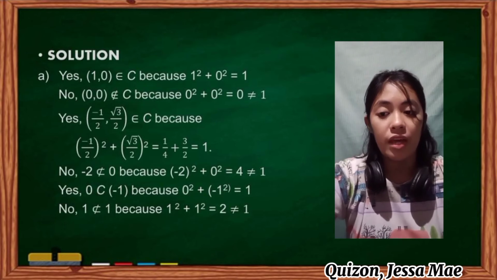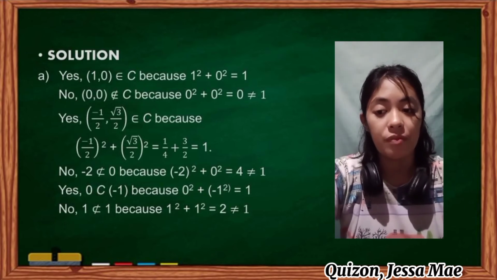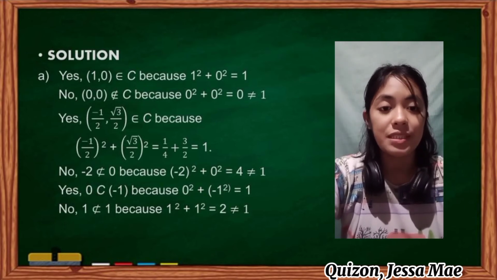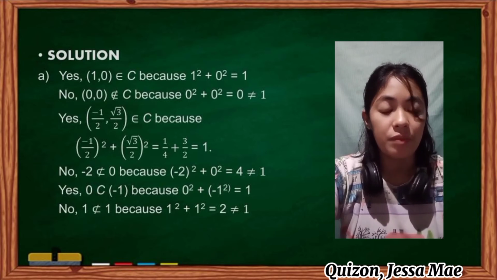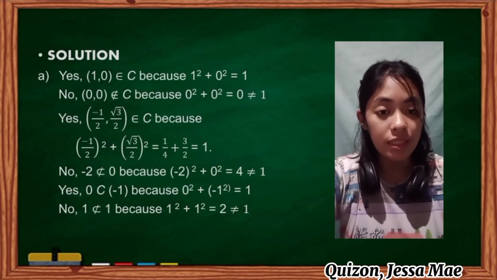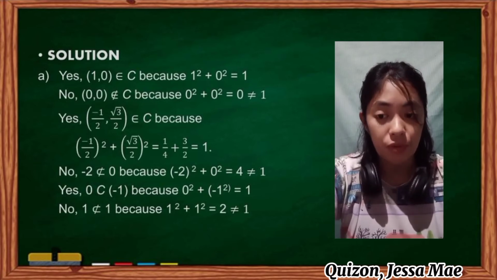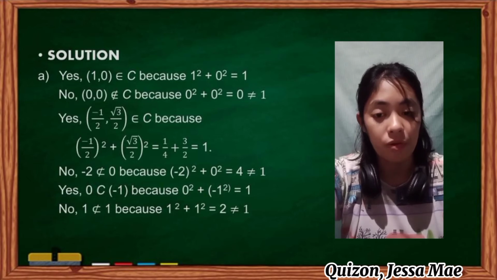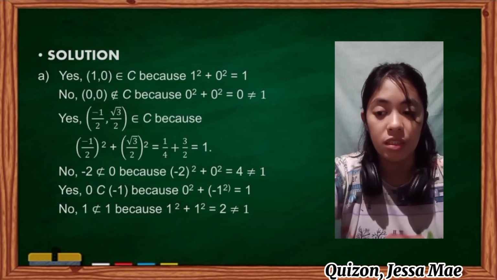Letter A. The answer for (1, 0) is an element of C is yes, because 1 squared plus 0 squared is equal to 1. Next, (0, 0) is an element of C. The answer for that is no, because 0 squared plus 0 squared is equal to 0. So that is not 1.